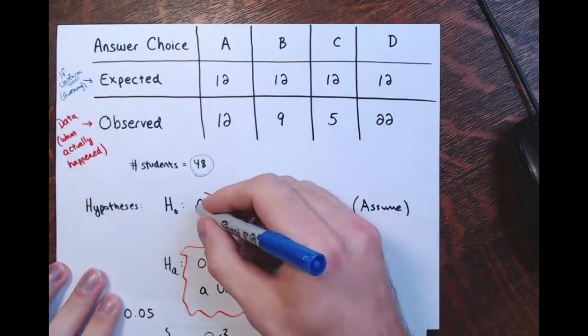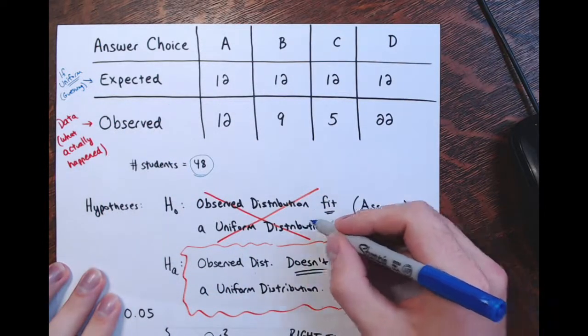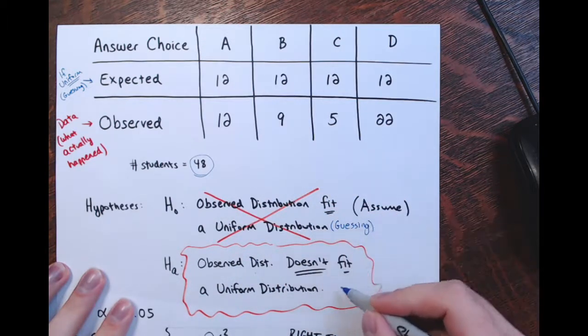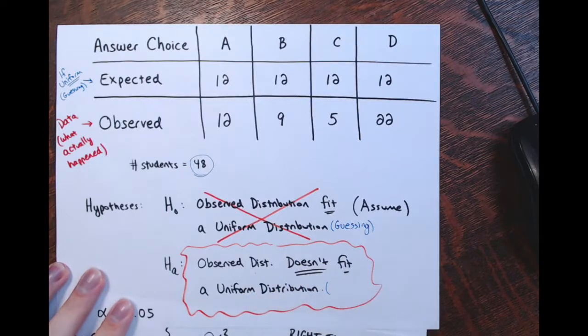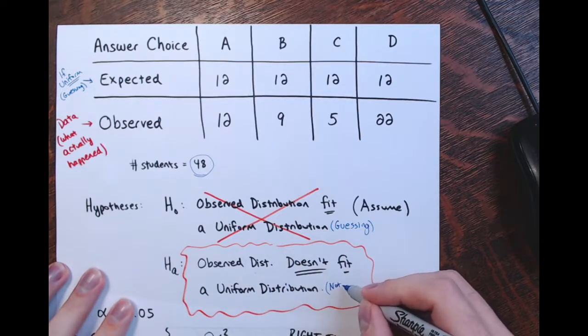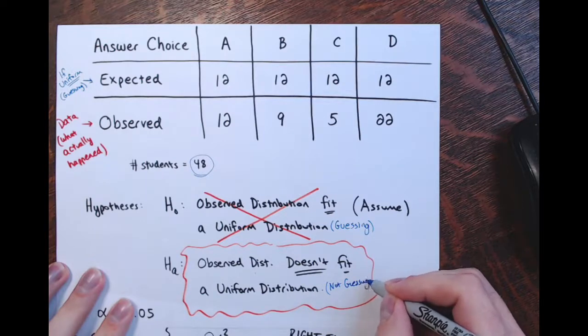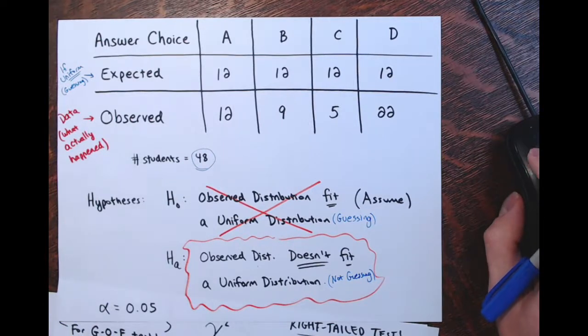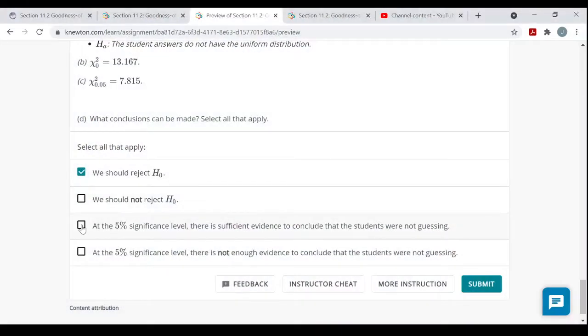So the null hypothesis that the observed distribution fits a uniform means that they were guessing. And if the observed distribution did not fit a uniform, that means they were not all guessing, right? Some of them actually knew the right answer or knew how to figure it out. So we would say that there is enough evidence to say that they were not guessing. So this one here, at the 5% significance level, there is sufficient evidence to conclude that the students were not guessing, right? It wasn't fitting a uniform distribution.